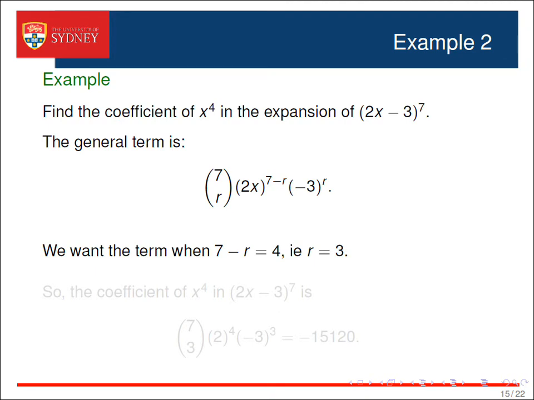We want to find the coefficient of x to the power 4, which means we have to identify the r value that results in the general term with x to the power 4 in it. Since the power of x term is 7 minus r in the general term, we need r to be 3. So from this, we can work out that the general term will be minus 15,120 times x to the power 4, and so the coefficient is minus 15,120.